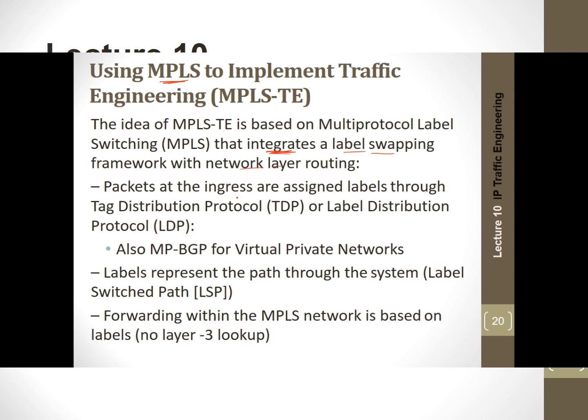What happens when you implement MPLS in traffic engineering is that packets at the ingress are assigned labels. Like in any MPLS network, any packet that enters from a conventional network into an MPLS network gets labels assigned at the ingress. The labels are assigned through tag distribution protocols. Which protocol is used? TDP, or we call it LDP. These two protocols are used to assign labels to any packet that enters the MPLS network. It says here also BGP, Border Gateway Protocol, for Virtual Private Networks. In that scenario also, TDP and LDP are used to assign labels. What are these labels doing here? In this case, labels represent the path through the system.